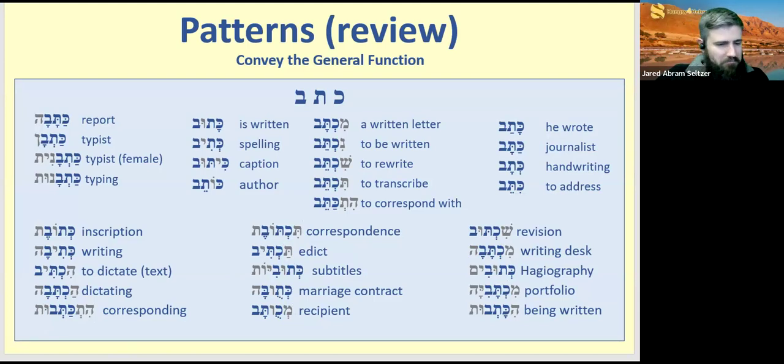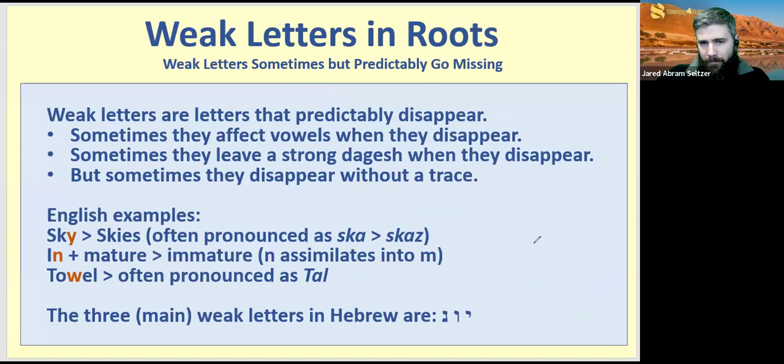Okay, so now that I've shown you how patterns generally work, we're going to shift gears a little bit. Remember I showed you in, what was it, a few slides ago about roots that have a vav or a yod or a nun, or maybe a doubled second and third root letter, and how those letters sometimes go missing? Well, we call those weak letters. A weak root is one that has one or more weak letters in it. And those weak letters sometimes, but predictably, disappear.